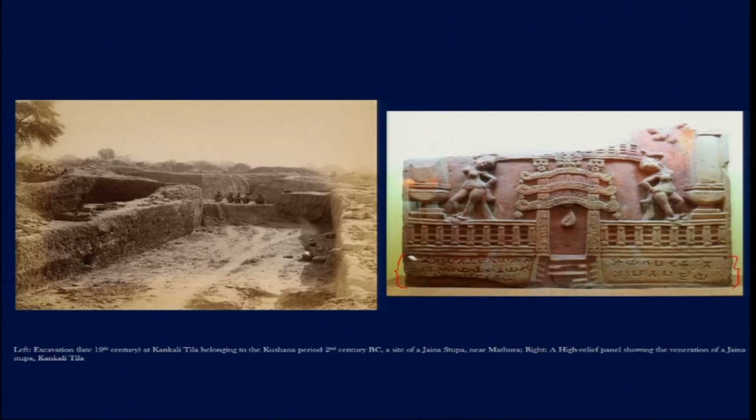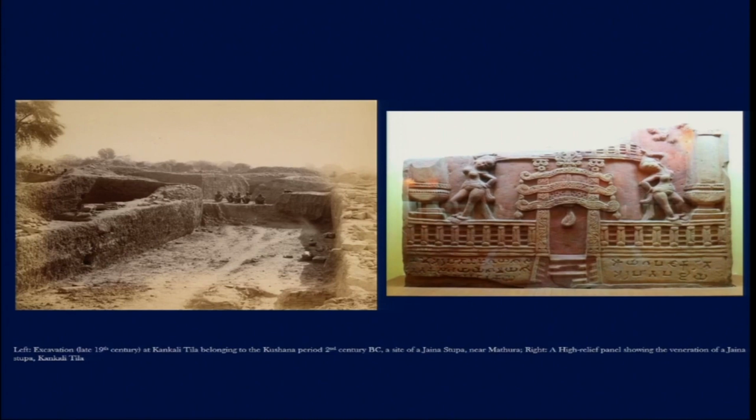Unlike the Buddhist stupa, in which the relic of the Buddha was kept and became the site of veneration, in the Jaina stupa the stupa became a mark of Mount Meru. Mount Meru is considered to be the center of the entire universe, something believed both in Jainism as well as in Hinduism. So the stupa became a sign of Mount Meru.